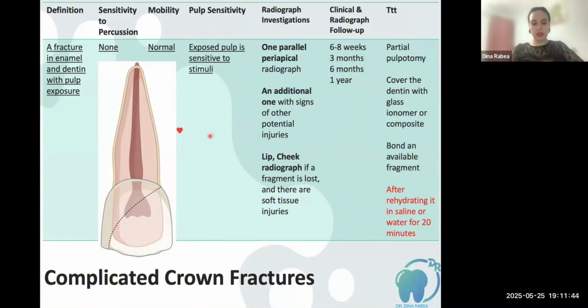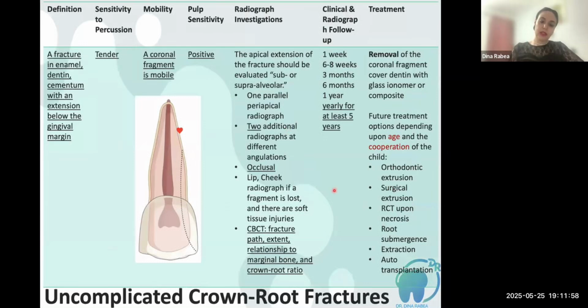So we mentioned infraction, enamel fracture, enamel dentine fracture, enamel dentine pulp fracture, which is the complicated crown fracture. And now let's proceed to a more severe type of fracture, which is the crown root fracture. And again, crown root fractures are either complicated or uncomplicated. In uncomplicated crown root fractures, the cementum is involved for the first time. There is an extension of the fracture line below the gingival margin.